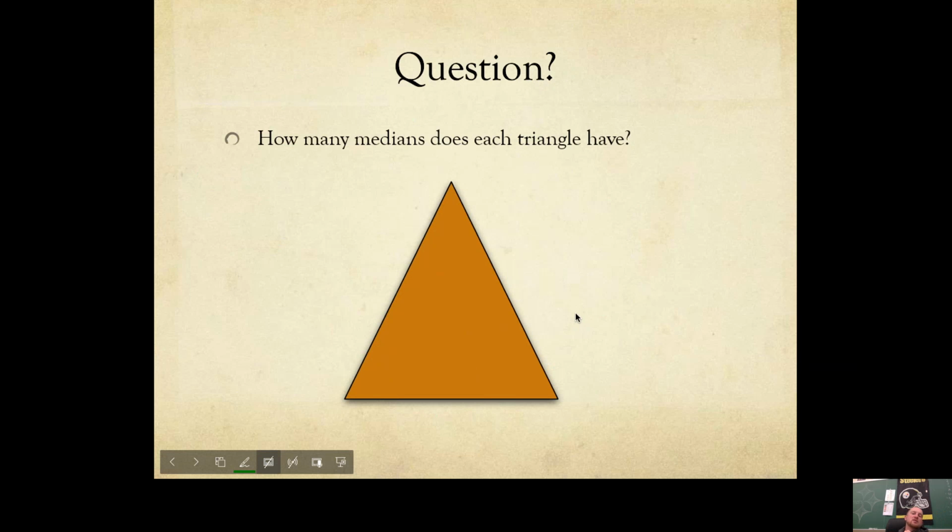How many medians does each triangle have? Well, that's not a median unless this point is a midpoint. So even though it looks like it might be a midpoint, you can't say that's a median unless you have those marks. Okay, so there's one median.